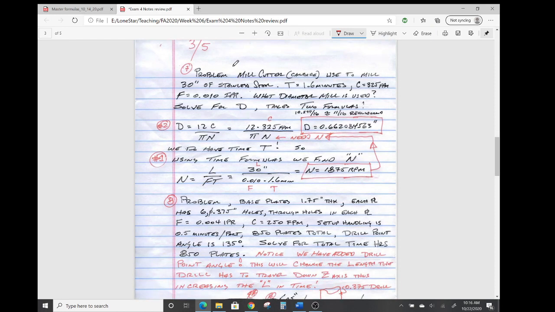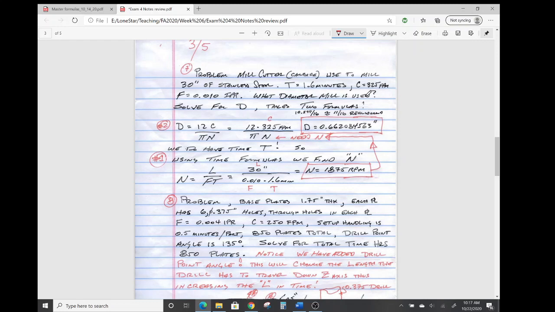Here's another problem. We're going to be using a milling cutter. It's a carbide, and we're going to use it to mill 30 inches of stainless steel. Our time is 1.6 minutes. Our cutting speed is 325 feet per minute. The feed rate is 0.010 IPR. What diameter mill should we use?